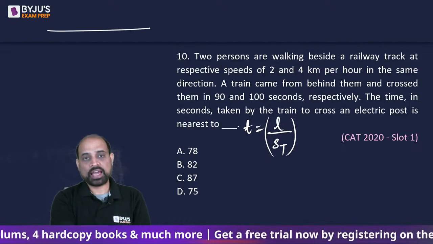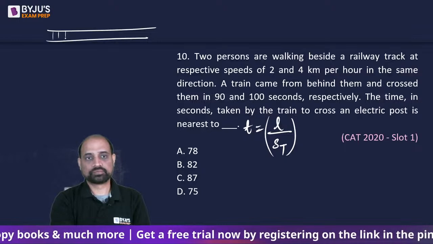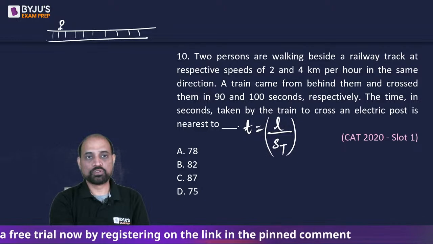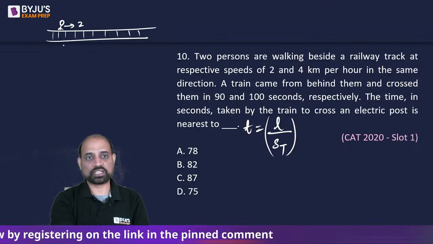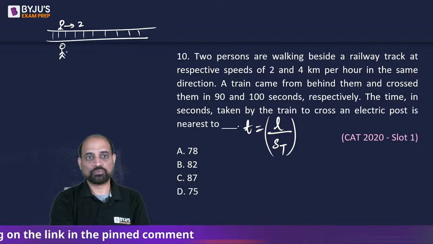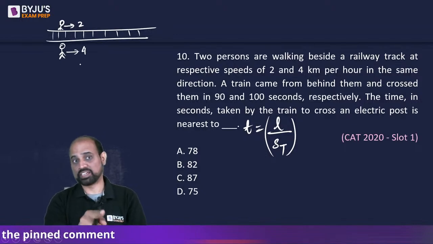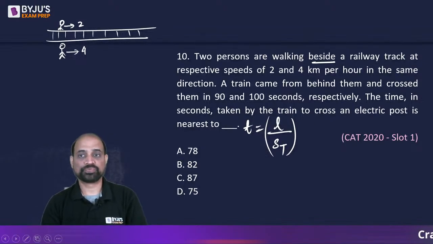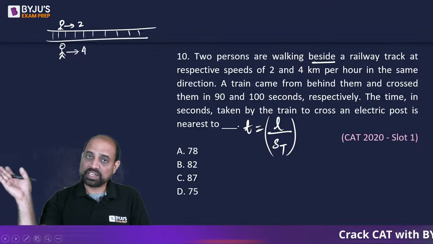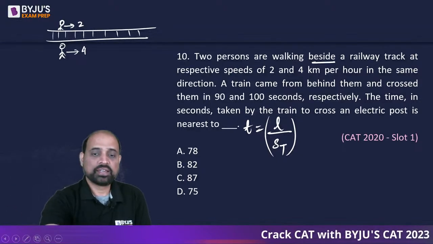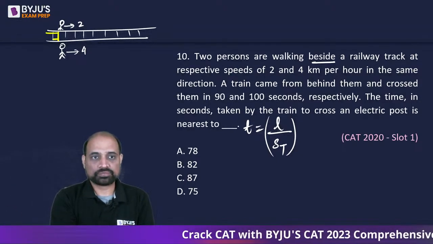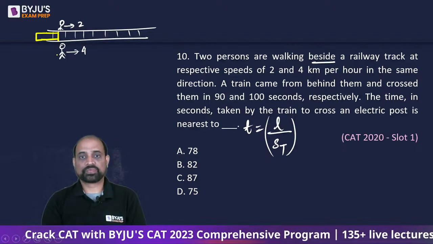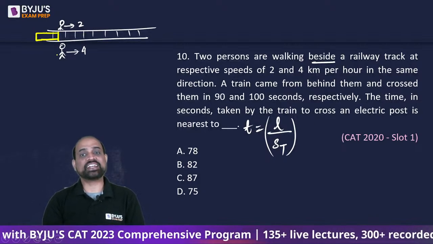So we have a track. There is one person who is moving at the speed of 2. There is another person who is moving at the speed of 4. And please do remember, they are moving from the same point, right? It says beside, बाजू में है दोनों. And they're moving in the same direction. दोनों east जा रहे हैं. Then a train comes in, right? And cross them in 90 and 100 seconds.